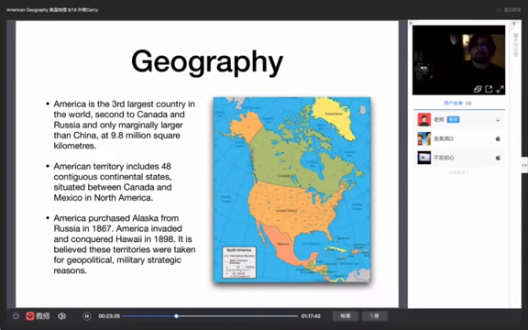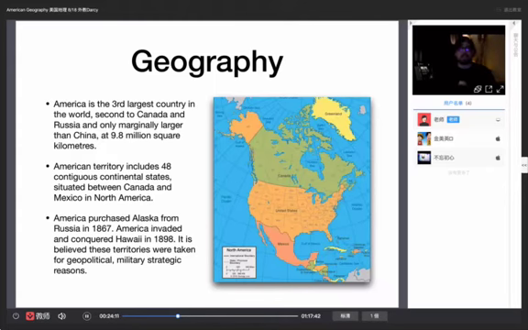Okay? So America is the third largest country in the world, second to Canada and Russia, and only marginally larger than China, at 9.8 million square kilometers. The American territory includes 48 contiguous continental states. So within the continental America, you have 48 states. There's 50 in total. America is the country situated in North America between Mexico and Canada.